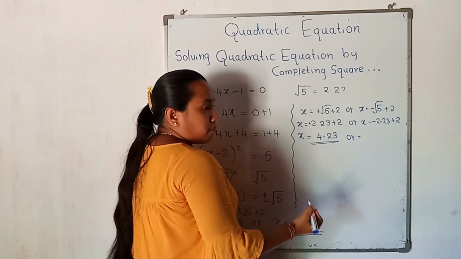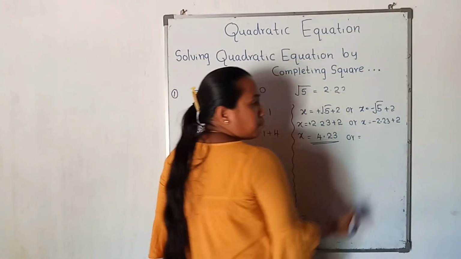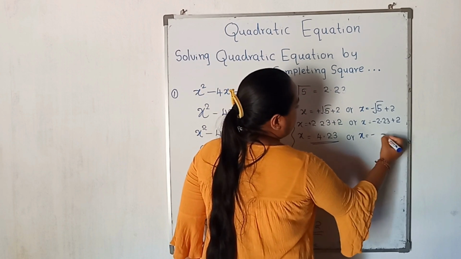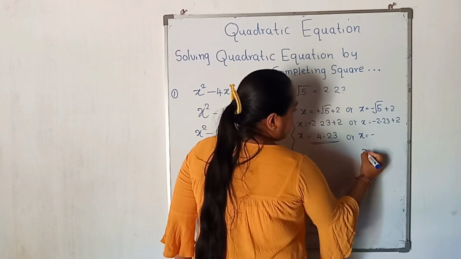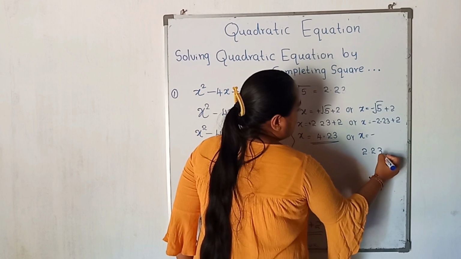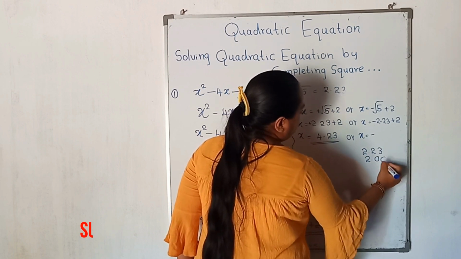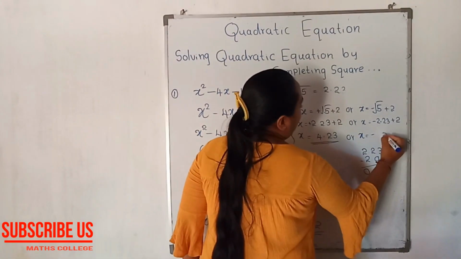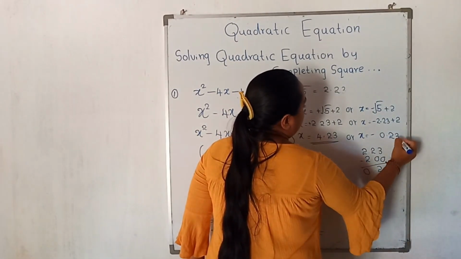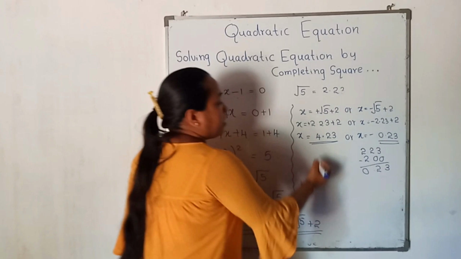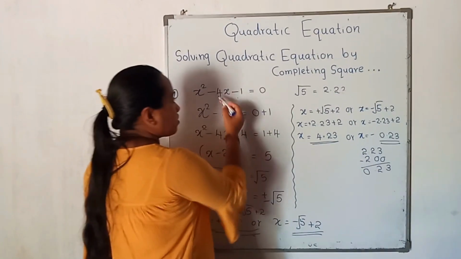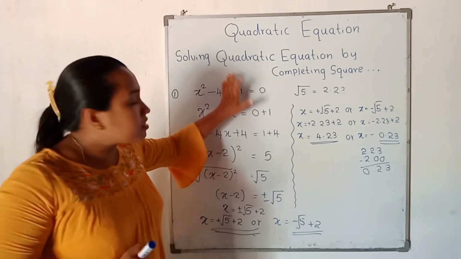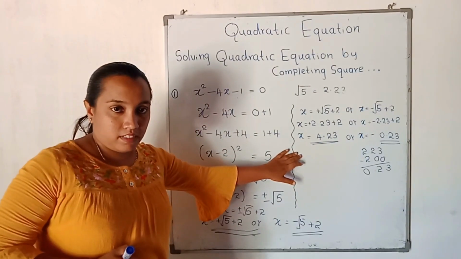Subtracting the smaller number from the larger number. The larger number is the negative one. Then x equals minus, subtracting 2.23. Subtracting here, 0 minus 0.23, another answer. These are the two solutions of this quadratic equation. When we solve quadratic equations, two solutions come.